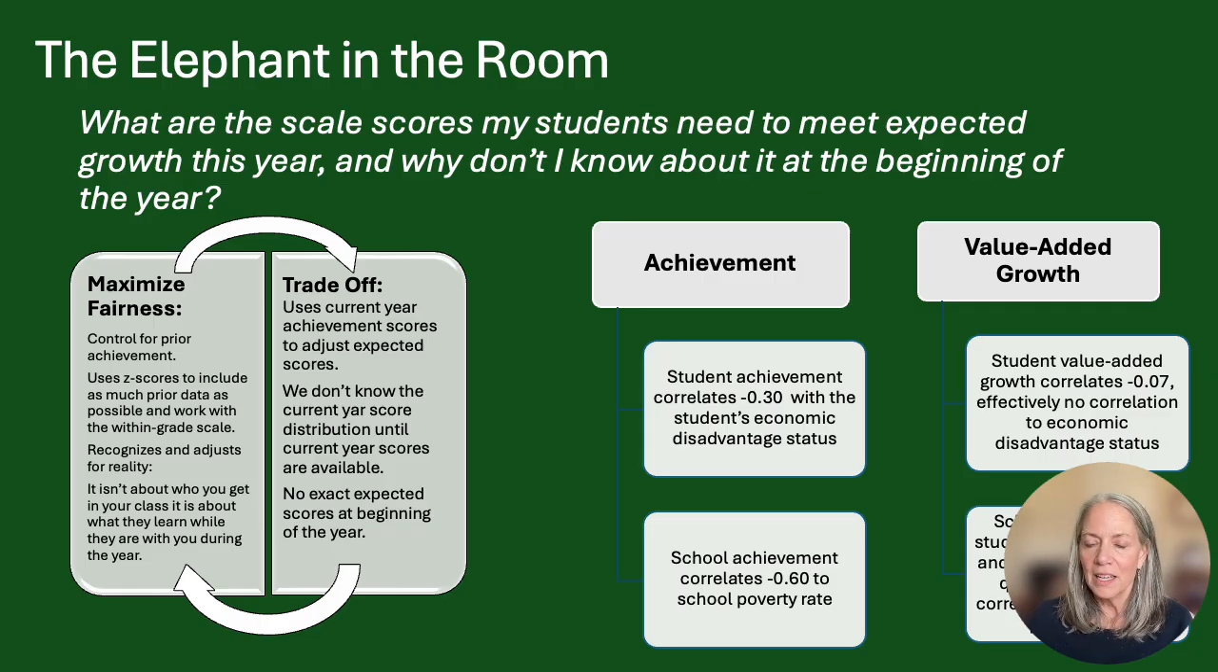So what that means is it doesn't have a student-level association with what happened to the student before and any of the risk factors before. And at the school level, there's a slight one, but it's because of what's happening at the school being aggregated into the school level score. So the elephant in the room is, I'm going to recognize it, I can't give you that exact score because we use those current year achievement scores to adjust the expected scores, and we don't have those until the end of the school year. So there is no exact expected score at the beginning of the year.